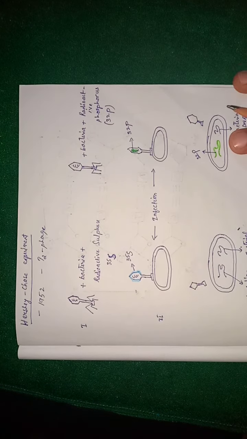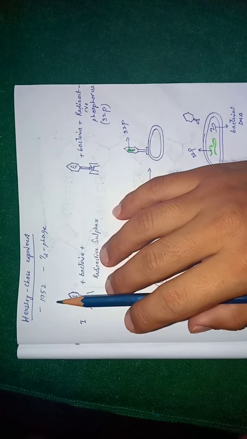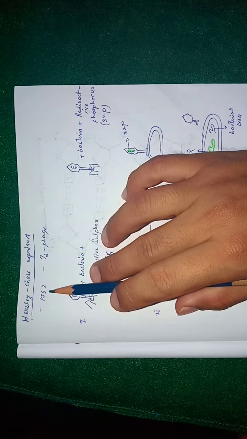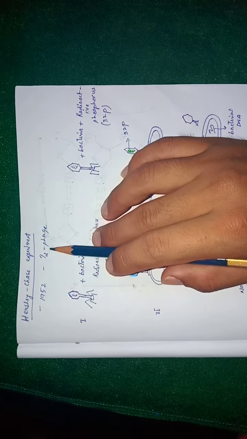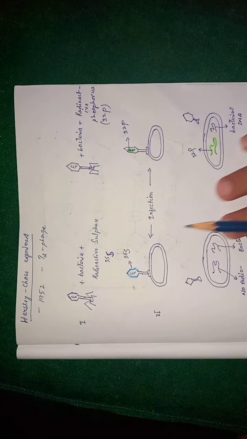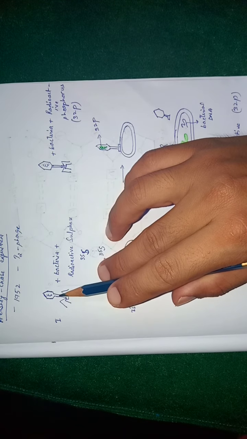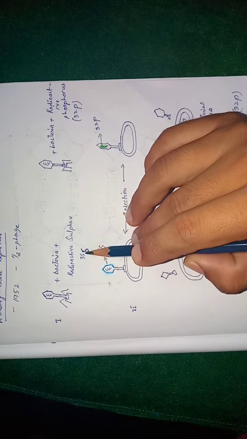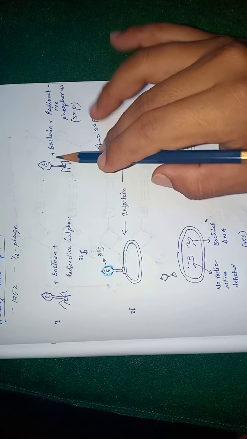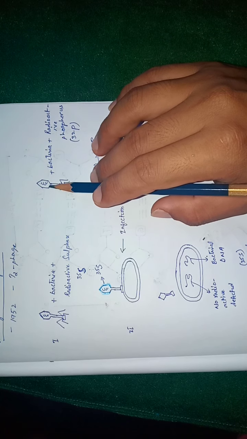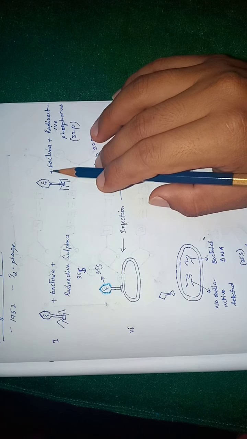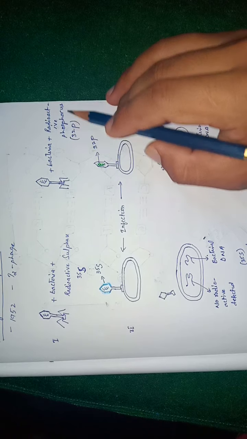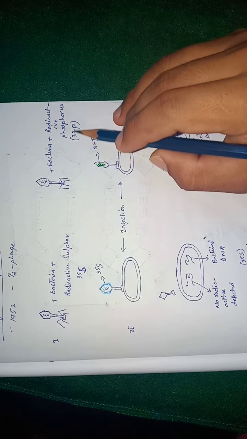So now we shall be discussing the Hershey-Chase experiment. Hershey and Chase in 1952 conducted an experiment on the T2 phage, or T2 bacteriophage. They made two cultures, one culture containing the T2 phage and bacteria with radioactive sulfur, that is S35, and the second culture in which they mixed the T2 phage together with bacteria and radioactive phosphorus, P32.